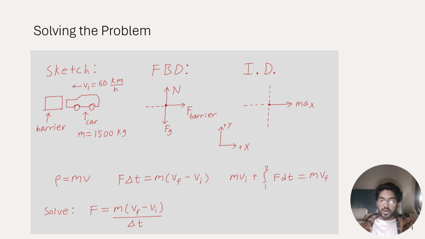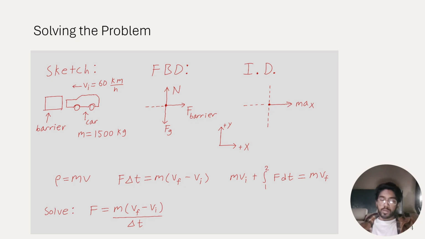And in the inertia diagram, there is only one inertia force, which is m times the acceleration in the x direction. And the axes that we need to solve this problem are that the positive x is to the right and positive y is straight up. But for this problem, we don't need to worry about the y direction since the car is only moving in one dimension. And I have also listed the 3 equations that we need to solve the problem below.